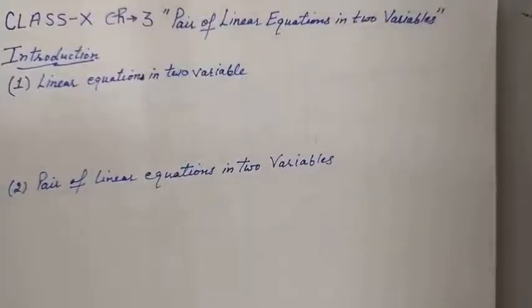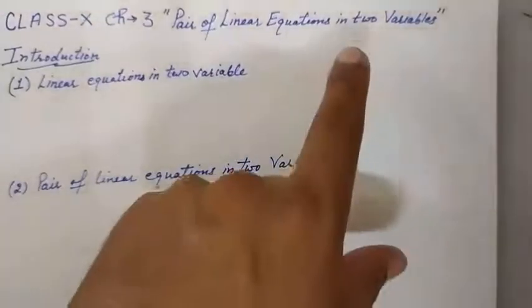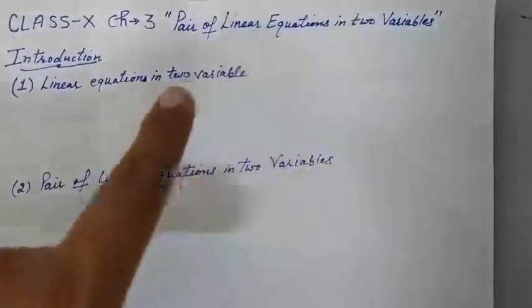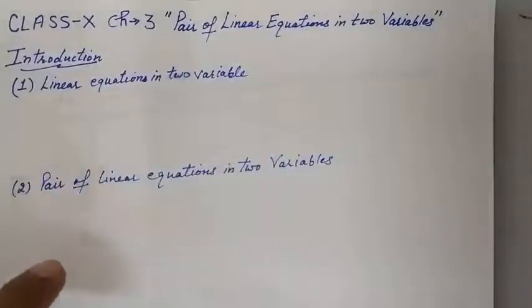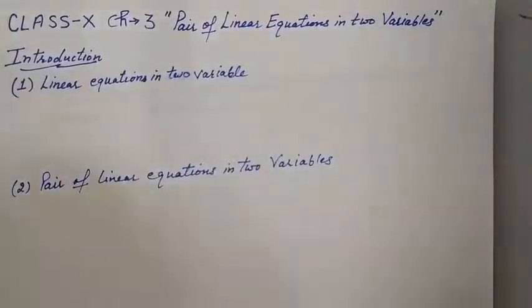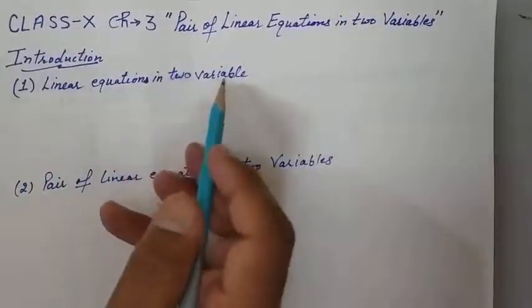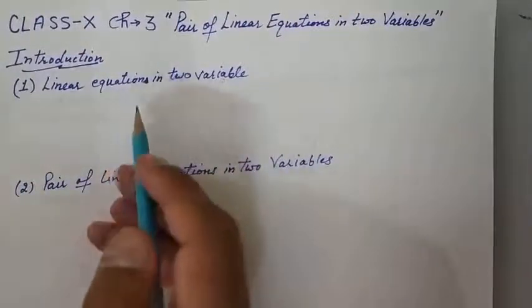Let's start a new chapter. This is chapter 3, pair of linear equations in two variables. In this chapter you will come across pair of linear equations which will be in the same two variables. So before starting the chapter, we will have a knowledge of linear equation in two variables. This we have done in 9th standard.